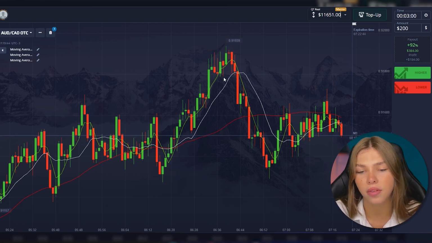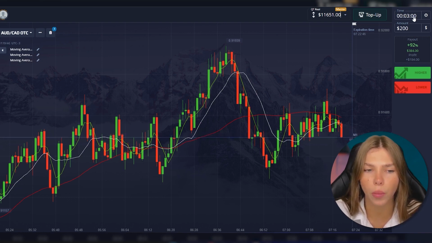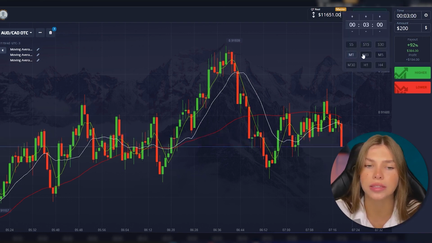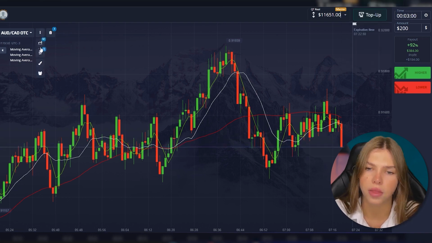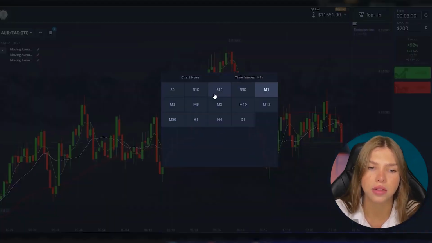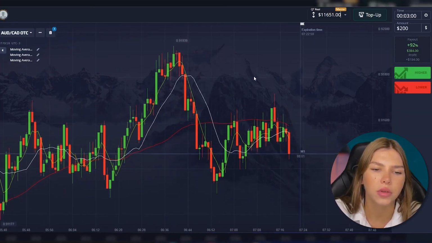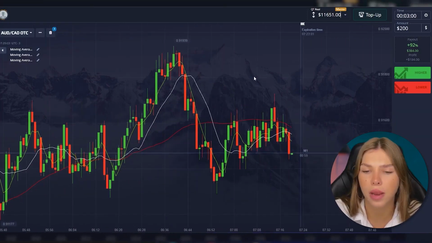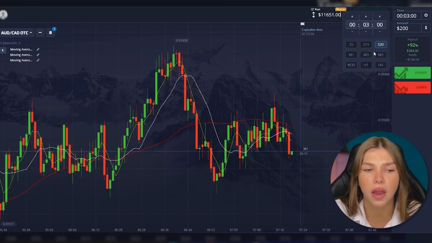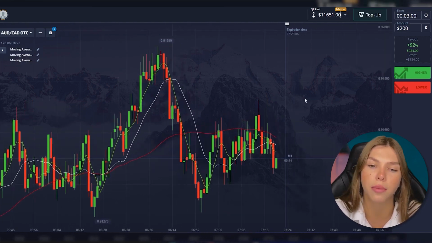Candlesticks are higher than the red line. That is, at this moment, we can open a deal for a decrease for 3 candles. That is, I choose 3 minutes and the time frame I have is 1 minute here. You can choose any other time frame convenient for you, but it is desirable that you have an expiration time of 3 candles.